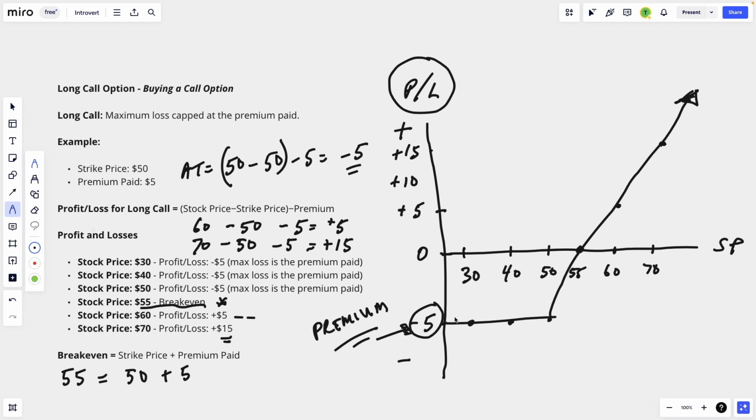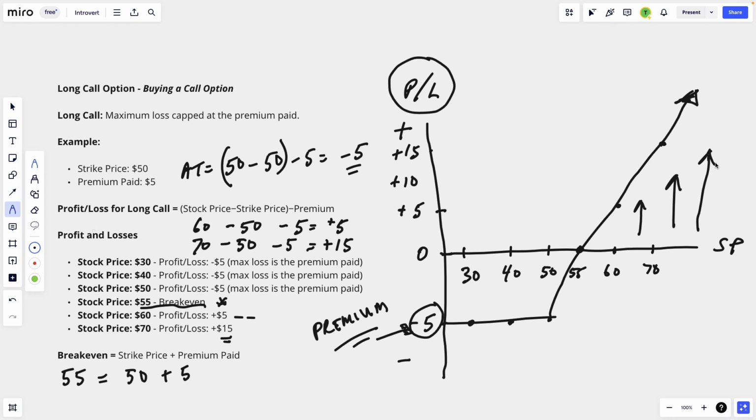So this is what this diagram shows, that we have limited losses at -5. That's the maximum we can lose, because that's the premium that we paid for this option. And then up and to the right, this is showing you the profits of this option. As the stock price rises, your option becomes more profitable. That's what happens with a call option.